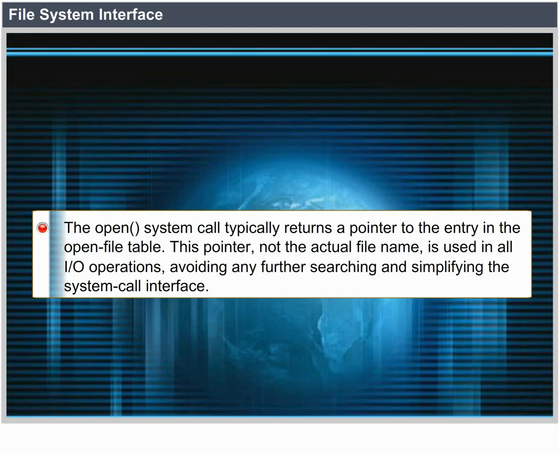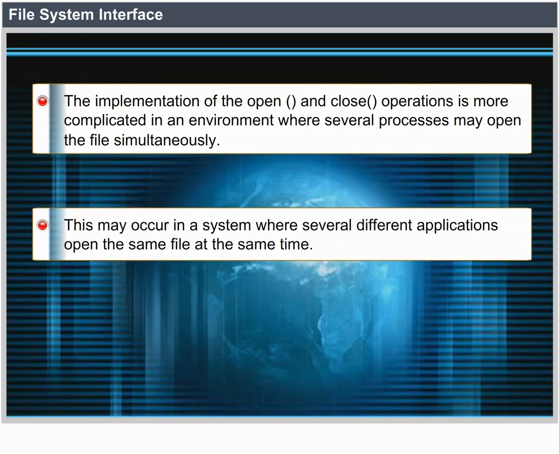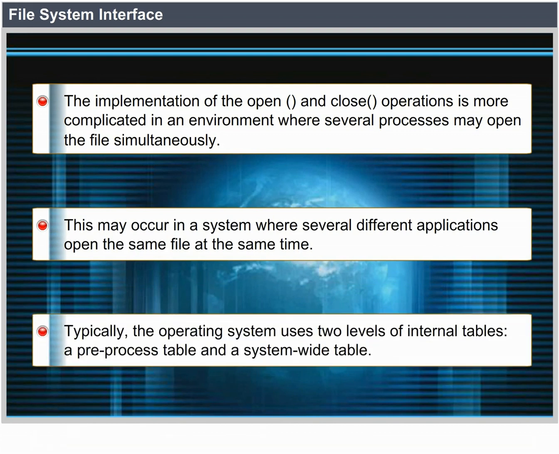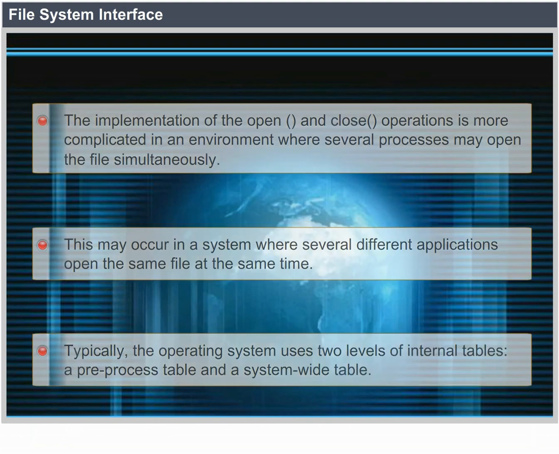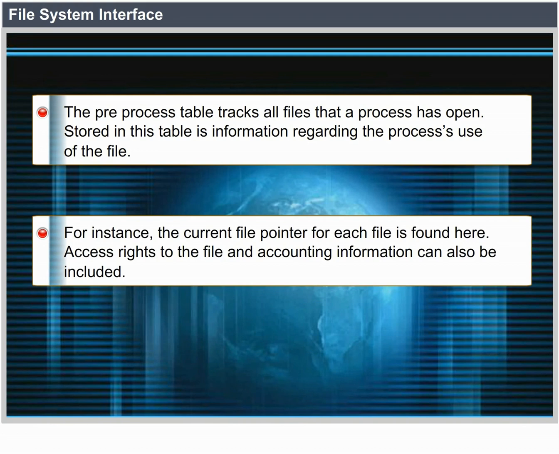The implementation of the open function and close function operations is more complicated in an environment where several processes may open the file simultaneously. This may occur in a system where several different applications open the same file at the same time. Typically, the operating system uses two levels of internal tables, a per-process table and a system-wide table. The per-process table tracks all files that a program has opened. Stored in this table is information regarding the process's use of the file. For instance, the current file pointer for each file is found here. Access rights to the file and accounting information can also be included.